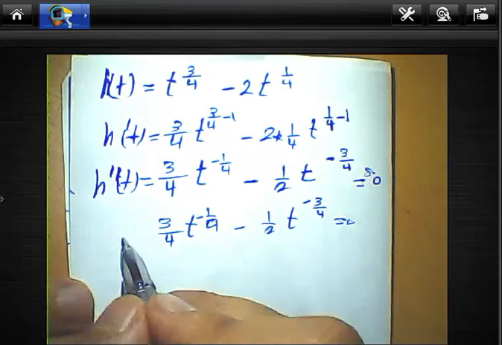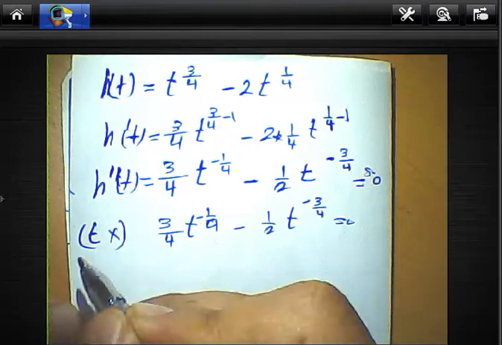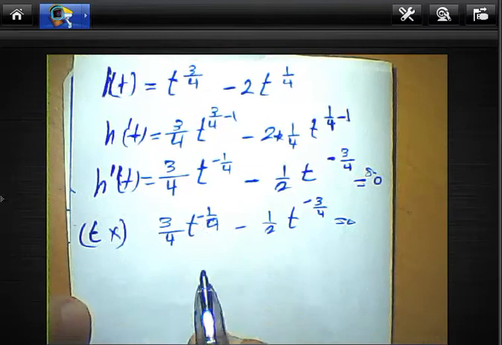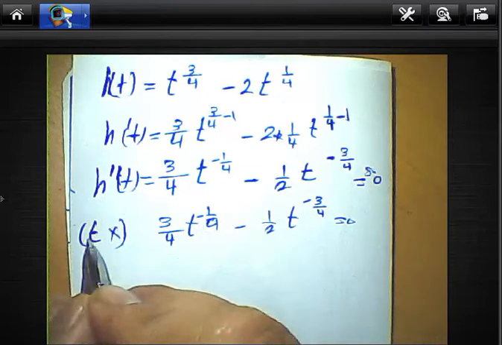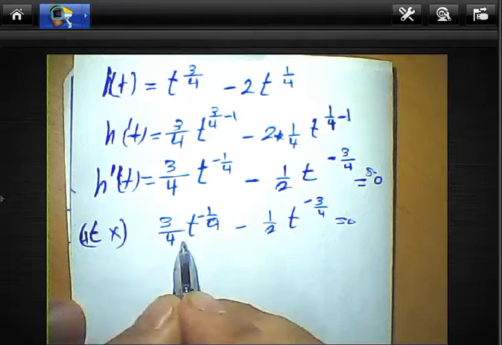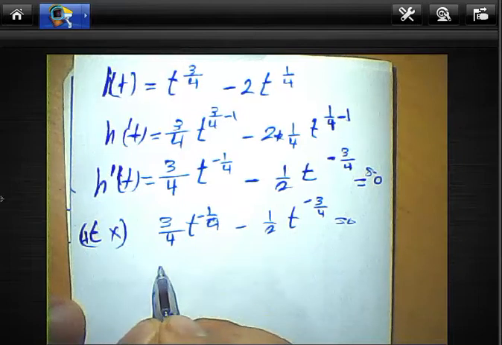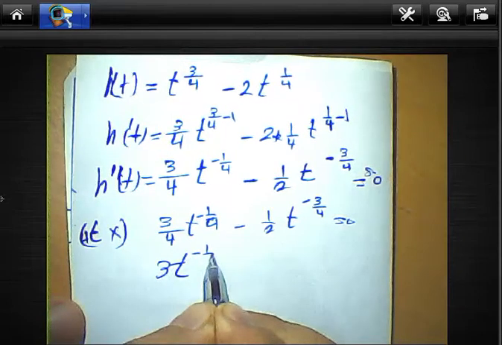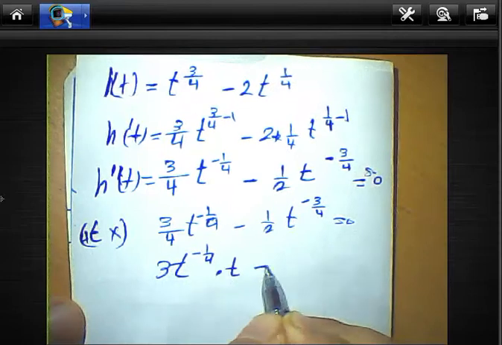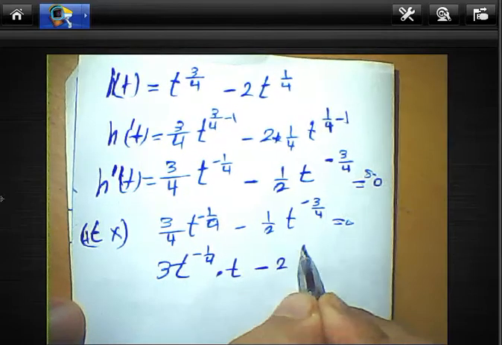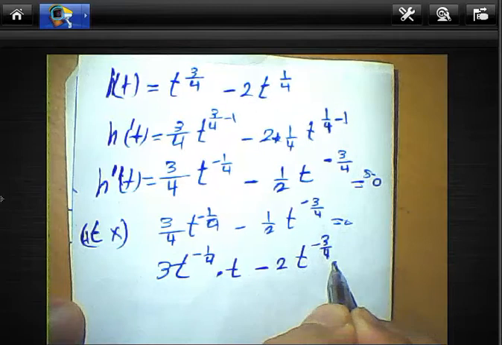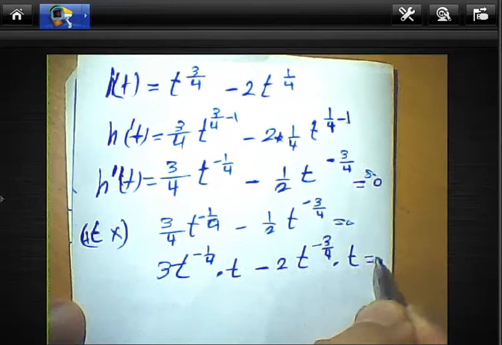Yes, we can multiply by t to cancel the negative power here. So the result will be 4t, and we can cancel this 4 by multiplying. 4 divided by 4 equals 1. So the result will be 4t power negative 4 multiplied by t. Subtract: 4 divided by 4 equals 2. t power negative 3 over 4 multiplied by t equals 0.